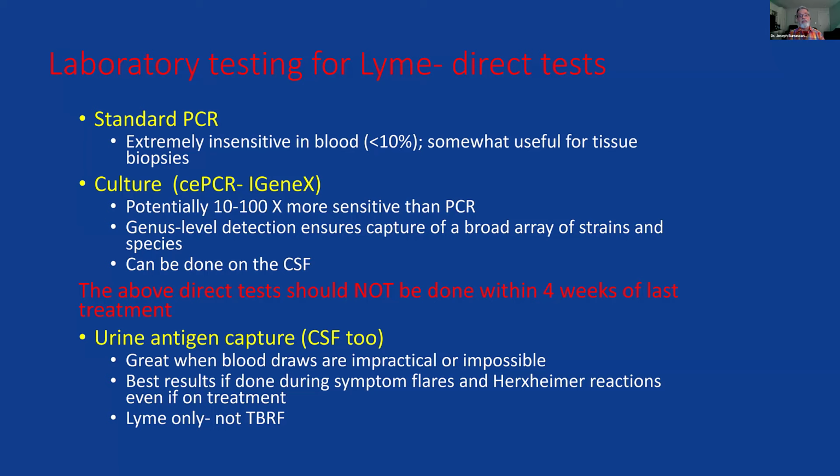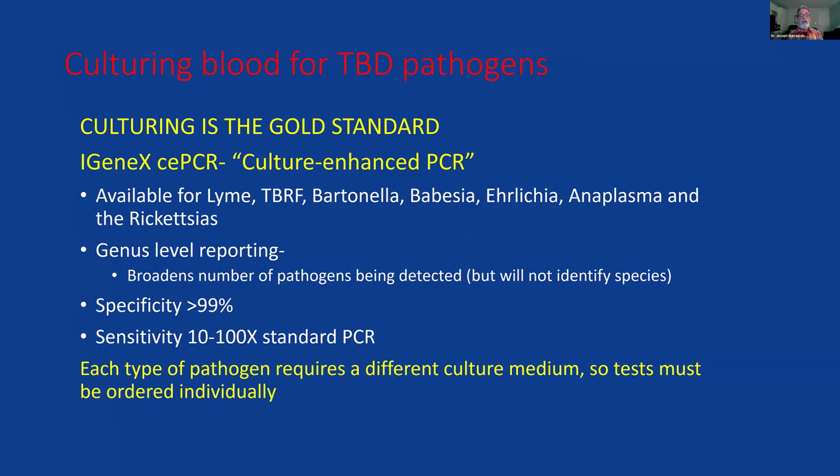So the culture I wanted to mention once again, because not only is it for Lyme Borrelia, it's also for relapsing fever Borrelia, Bartonella, Babesia, Ehrlichia, Anaplasma, and even the rickettsias can be picked up. It's reported at a genus level, so you are capturing all the different species that are out there. The specificity is greater than 99%. And again, based on the PCR studies, the sensitivity is 10 to 100 times more than a standard PCR. Just know that these cultures all require different media, so Lyme culture may not pick up Babesia. You have to order those tests separately.